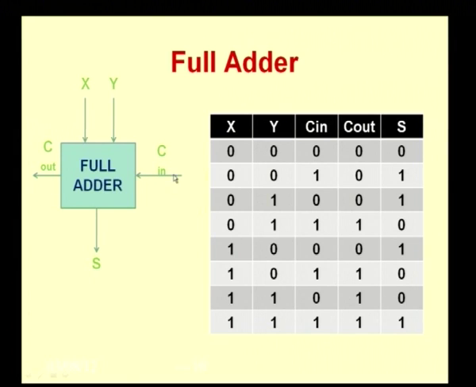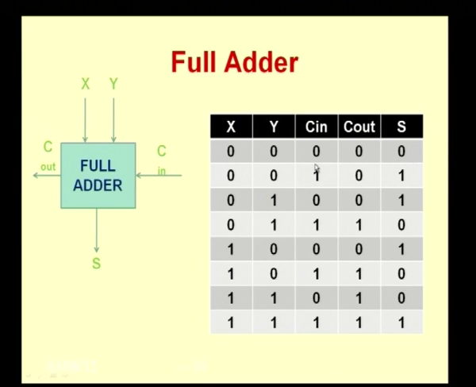So, we differentiate between the incoming carry and the outgoing carry as carry in and carry out. Typically, we use C in and C out to represent these two. So, if you look at the truth table of a full adder, you can see that we have different values of x and y: 0, 0, 0, 1, 1, 0 and 1, 1, for different values of the carry in. C in can be 0 or 1.